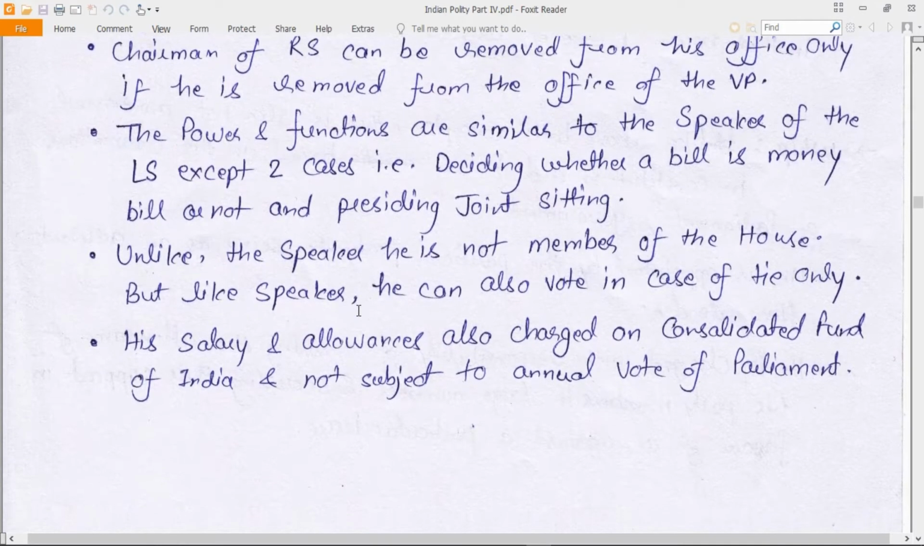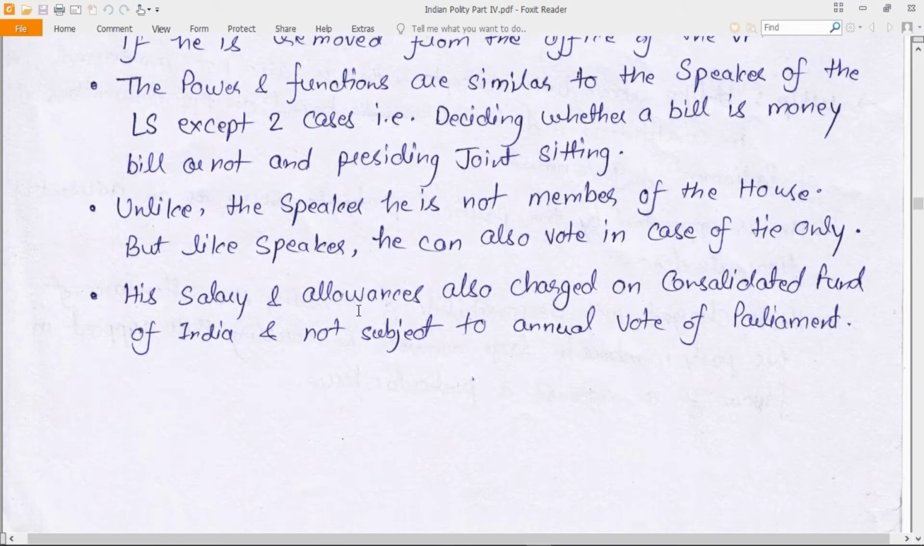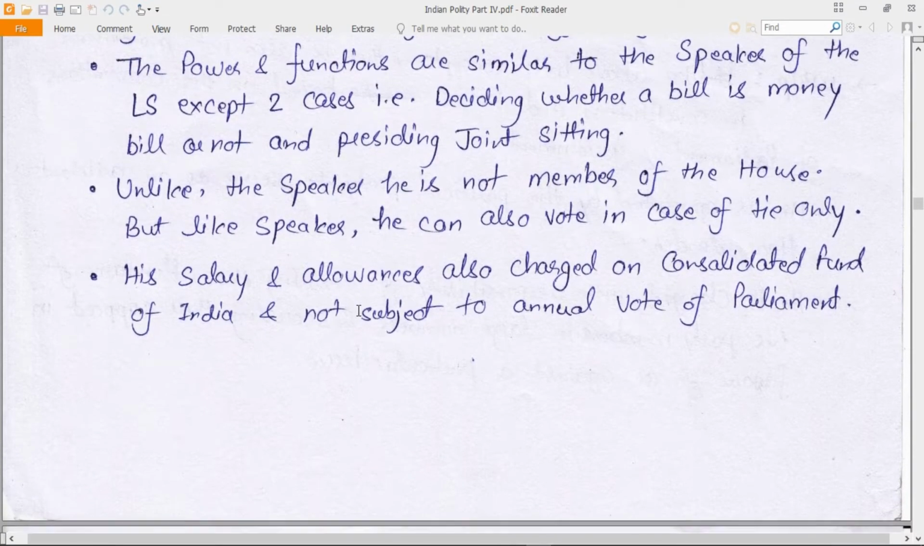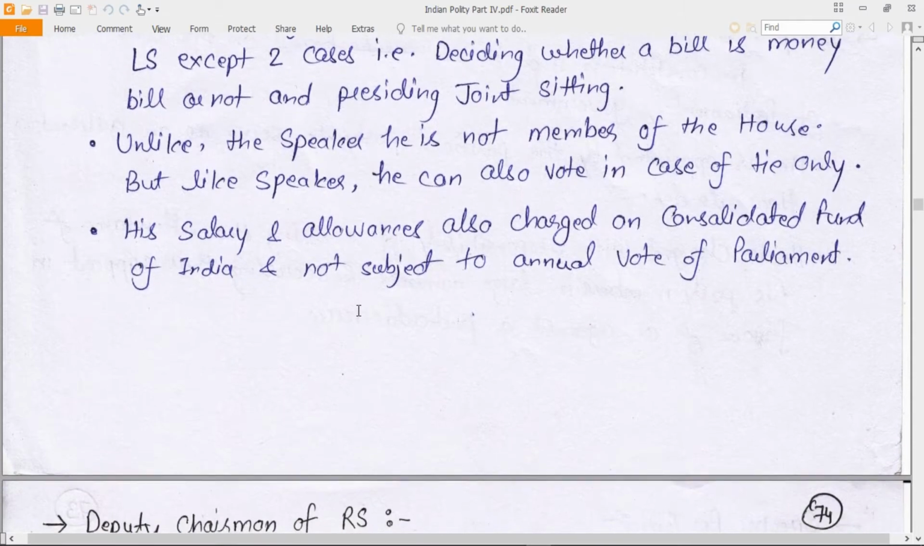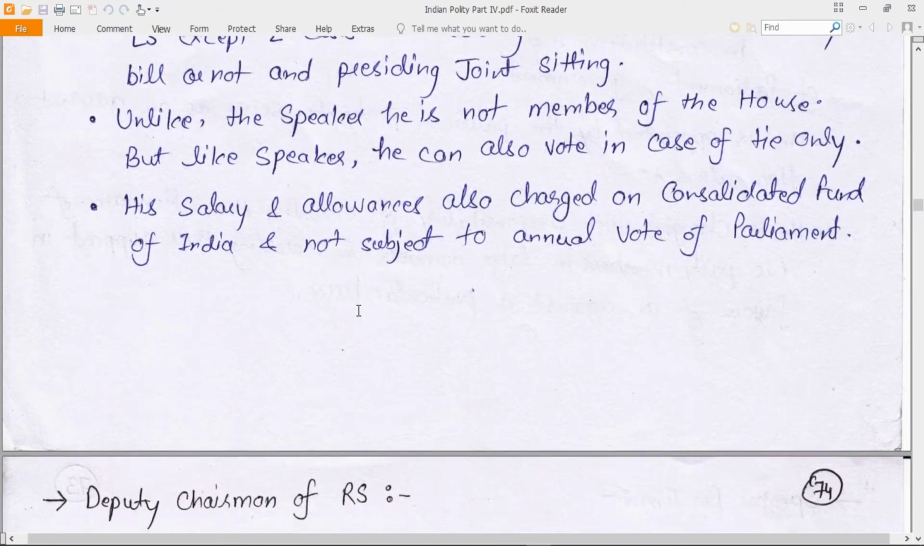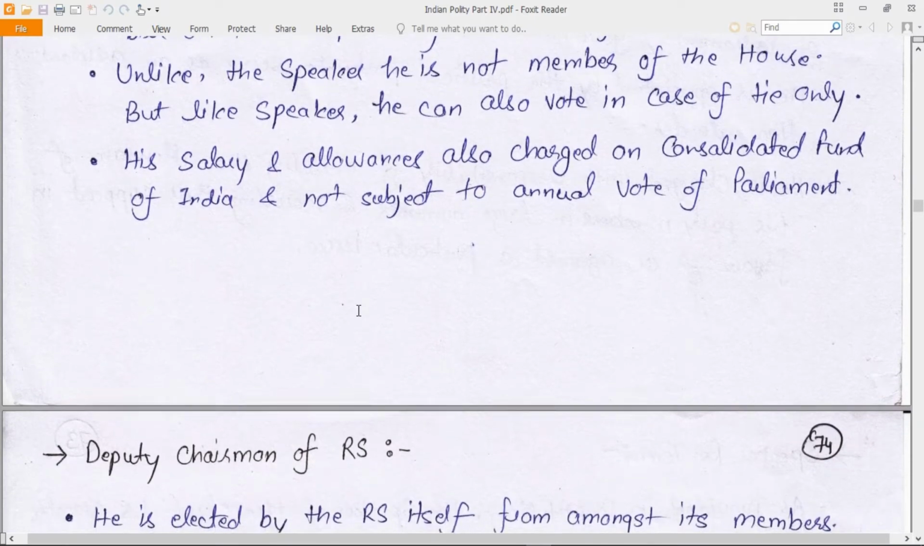The powers and functions are similar to the Speaker of the Lok Sabha except in two cases, that is, deciding whether a bill is a money bill or not and presiding over a joint sitting. Unlike the Speaker, he is not a member of the House, but like the Speaker, he can also vote in case of a tie only. His salary and allowances are also charged on the Consolidated Fund of India and not subject to annual vote of Parliament.